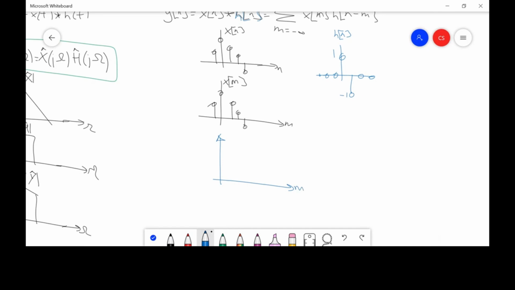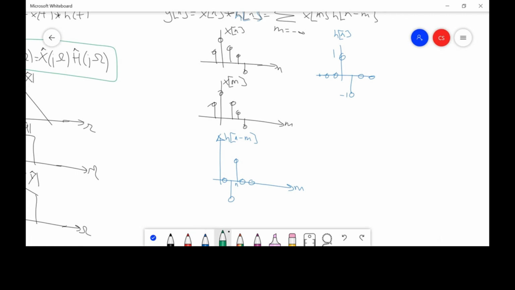So we have this. This is h of n minus m. And this point here is n. Okay, so let's see how to go from there to there.